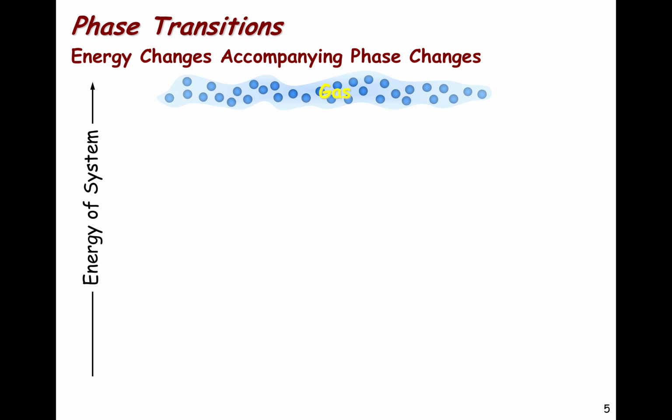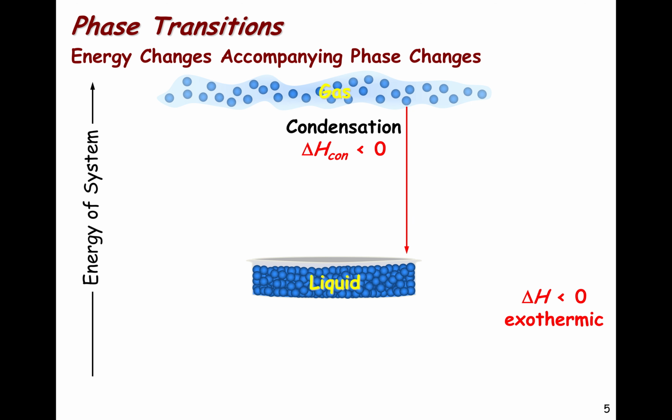So in this slide, we're going to discuss the relative energies of the various states of matter and the phase transitions that occur. On the y-axis here, we have the energy of the system, and you can see that the total amount of energy for the gas phase is relatively high. If we were to reduce the amount of heat, we could get condensation down to the liquid.